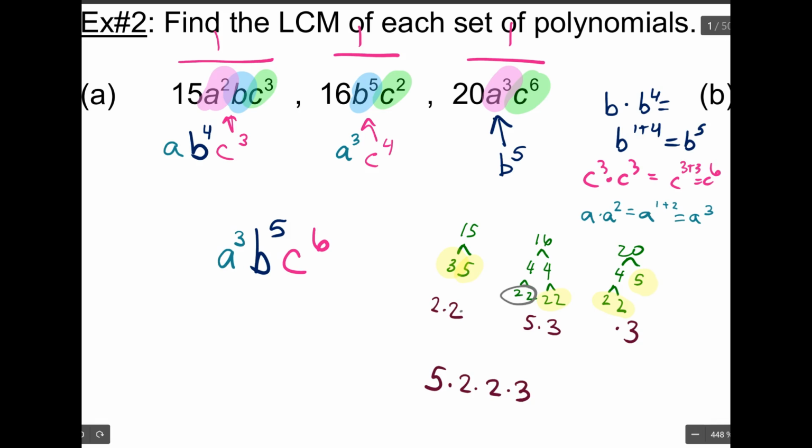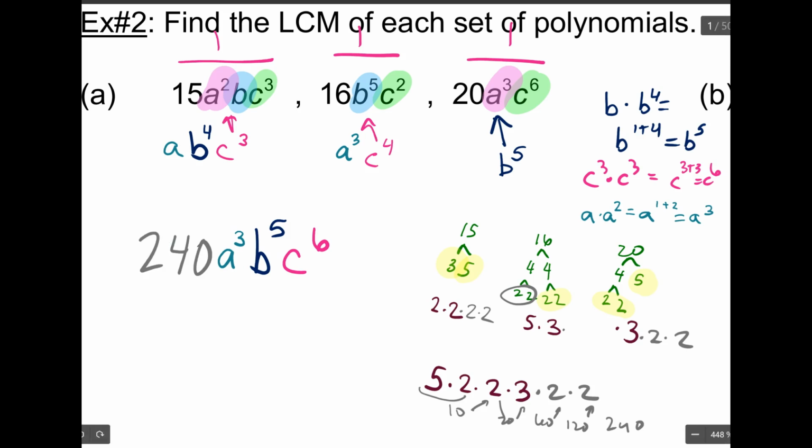Oops, I didn't want to do it. I wanted to do it to the other one. So not only does this tell me what my lowest common multiple is, it tells me what I have to multiply each term by. So let's see. 5 times 2 is 10, times 2 is 20, times 3 is 60, times 2 is 120, times 2 is 240. My least common multiple is 240. I was almost there.